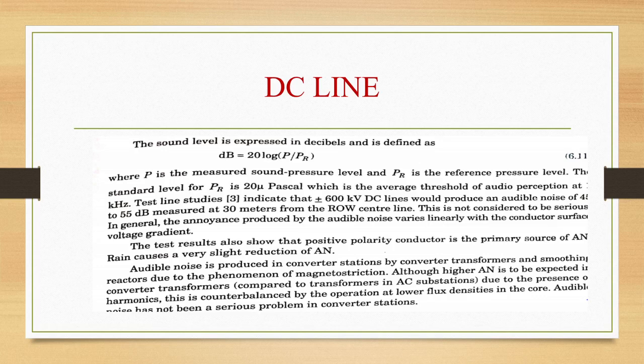Audible noise is produced in converter stations by converter transformers and smoothing reactors due to the phenomenon of magnetostriction. Although higher AN is to be expected in converter transformers compared to transformers in AC substations due to the presence of harmonics, this is counterbalanced by the operation at lower flux densities in the core. Audible noise has not been a serious problem in converter stations.